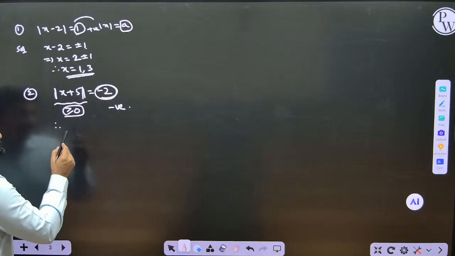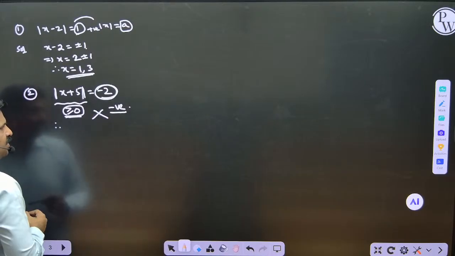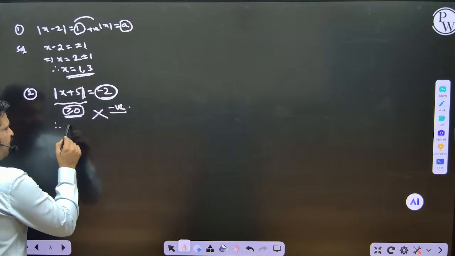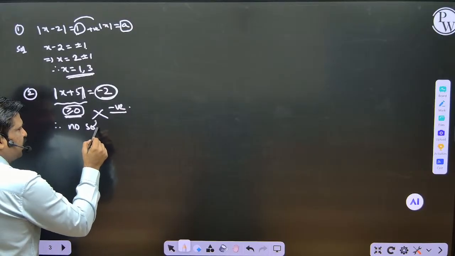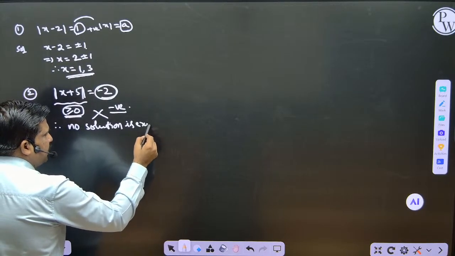So here the left side is non-negative, but the right side is negative. It is absolutely not possible. Therefore, no solution. No solution exists.